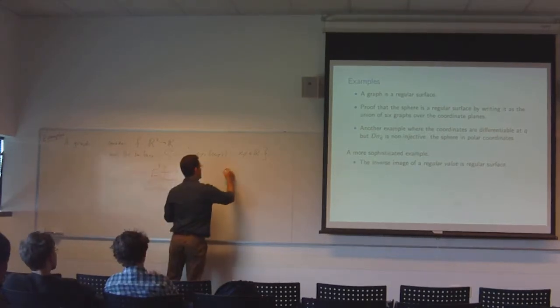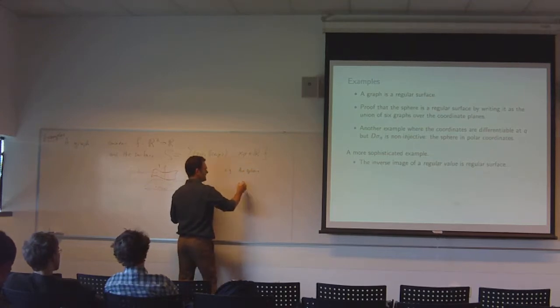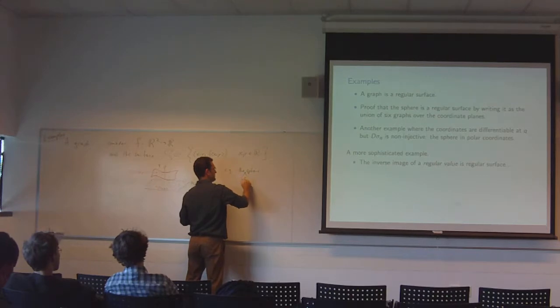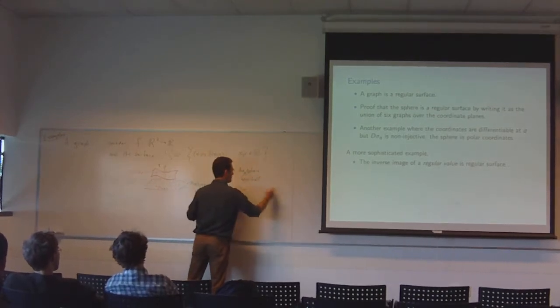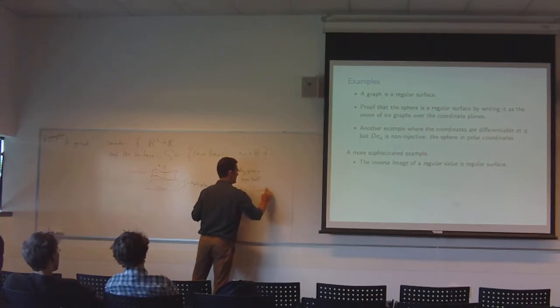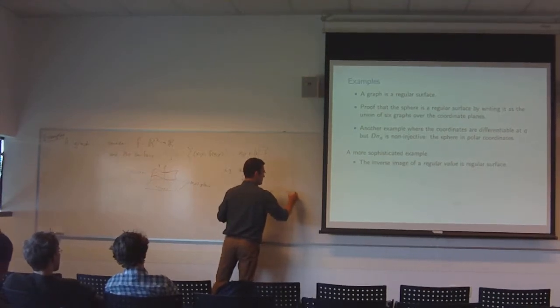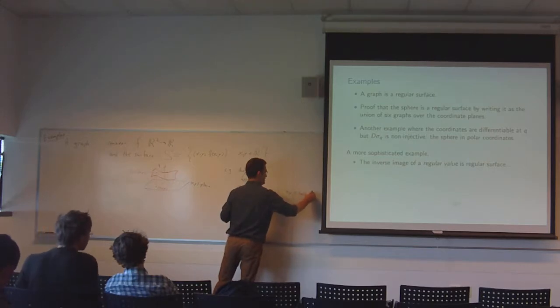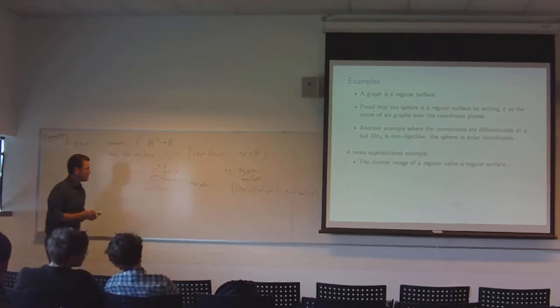Let's say an even more concrete example might be, well, we keep using the sphere, so let's go ahead and use the sphere again, at least the upper half sphere. It's x, y, square root of 1 minus x squared minus y squared, where you allow x and y to belong to the unit disk. And so there's your upper half sphere.